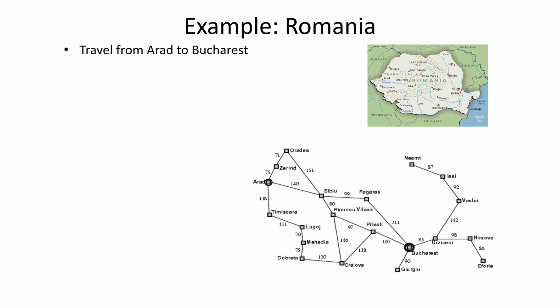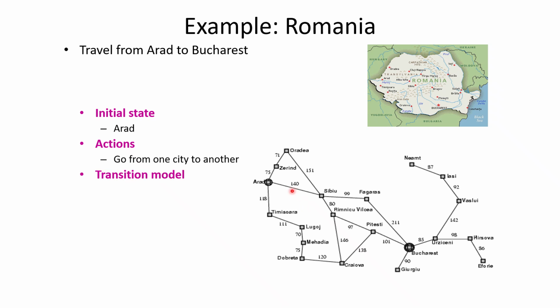This example illustrates a classic search problem using the map of Romania. Our task is to travel from Arad to Bucharest. We begin with the initial state, which is the city of Arad. The actions represent traveling from one city to another along the connected roads.